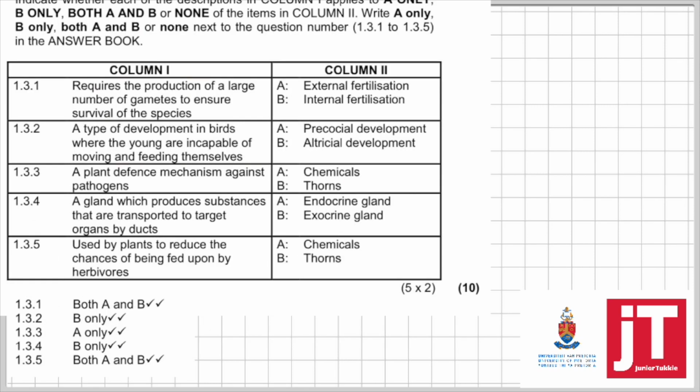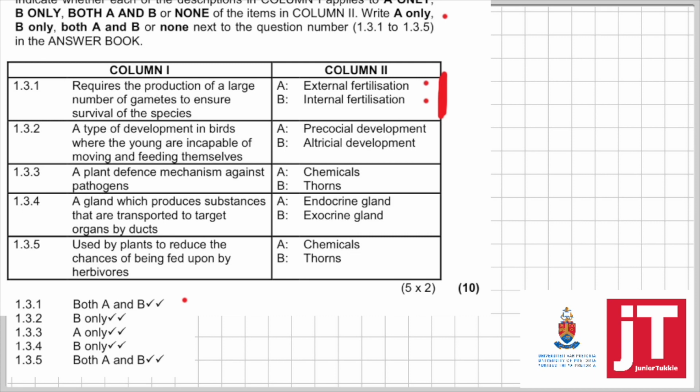Right, let's get down to question 1.3. Here, you make sure you write A only, B only, both A and B, or none. 1.3.1, what requires the production of a large number of gametes to ensure survival of the species? Is it external or internal fertilization? Of course, it's both, so it's both A and B.